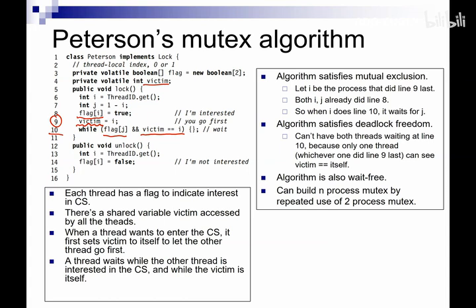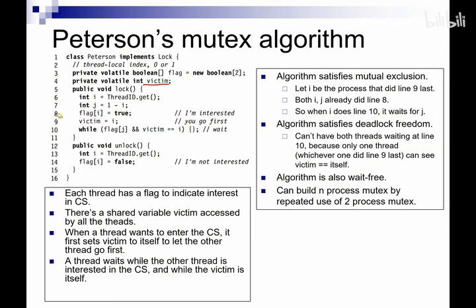But if I see your flag is false, so you're not trying to get into the critical section, then I'm not going to wait for you. Or if I see your flag is up, but you volunteered to be the victim, so victim is not equal to I, it's equal to the other guy J, then I'm also not going to wait, because you volunteered to be the victim, so I'm going to go through.